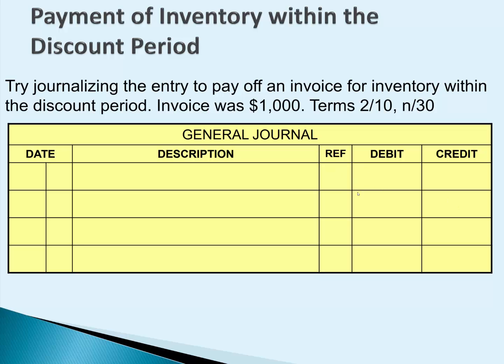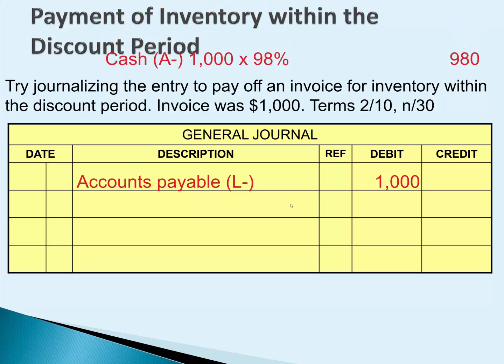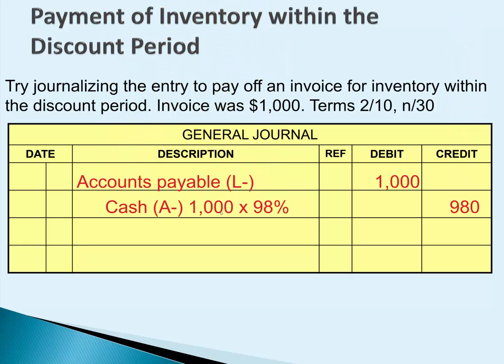When we pay it off, we have to get rid of the full amount of AP, so we lower accounts payable by the full amount. If we have a $1,000 invoice and we're going to save 2%, how much are we paying? Well, we're paying 98%, so $1,000 times 98% equals 980. And then what do we do with the discount? What do we do with the $20 that we're saving?